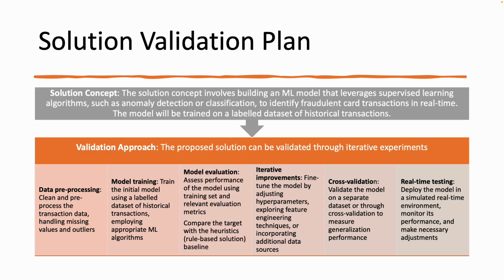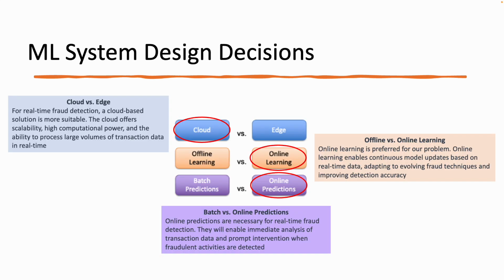And let's now jump to look into some of the design decisions when we are building this model based on three parameters. So let's look into our first choice, cloud versus edge. Now, for our use case, which is more of real-time detection of fraud, a cloud-based solution is going to be more suitable because cloud offers scalability, high computational power, and the ability to process large volumes of data.